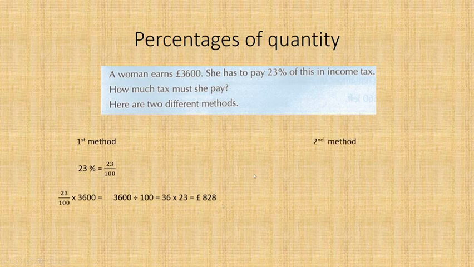Or the second method, it's going to be 23% changed into decimal form, so it's going to be 0.23. And I will multiply this 0.23 by the 3,600, so it's going to be 828 pounds. It's going to be the same answer too. This is the percentages of quantity. Actually, you're just using either decimal or fraction to solve it.